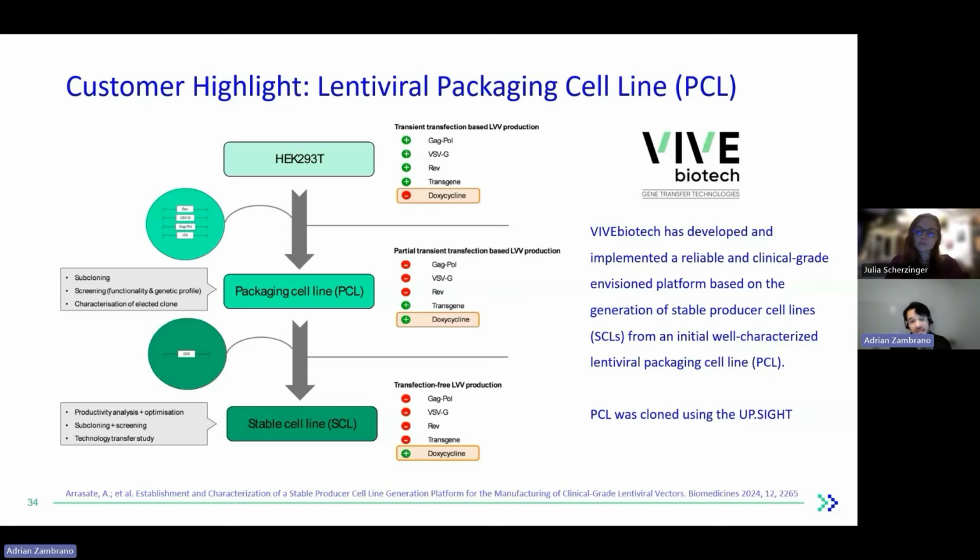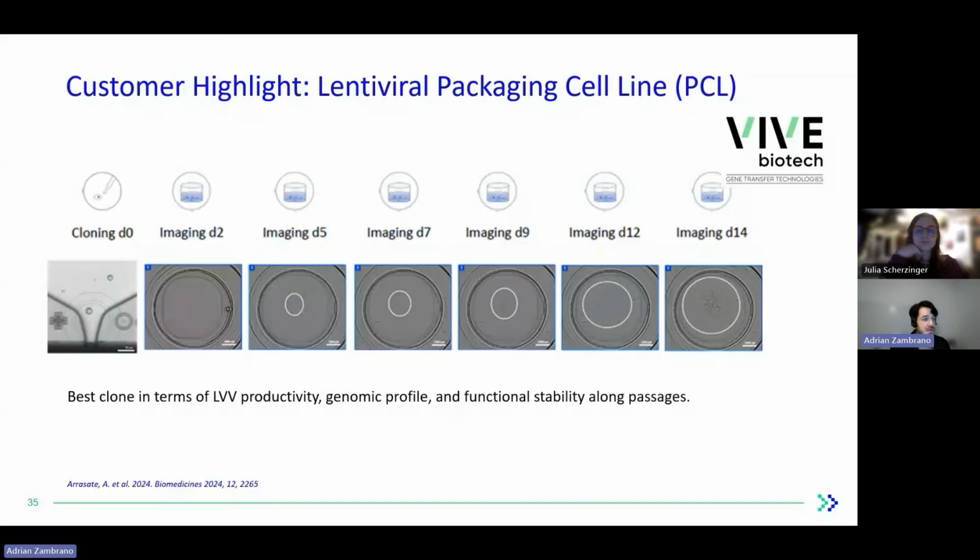I will show you a second part from this paper, and that's basically how they've used the Up.Sight also to generate the clones and then screen plenty of clones in order to pick the best clones, again based on LVV productivity, genetic profiling, and so on, not just based on imaging capabilities. Here they have used 96 well plates, and they have also used our software C-Studio to generate all these images and collect them into an assurance of clonality report.